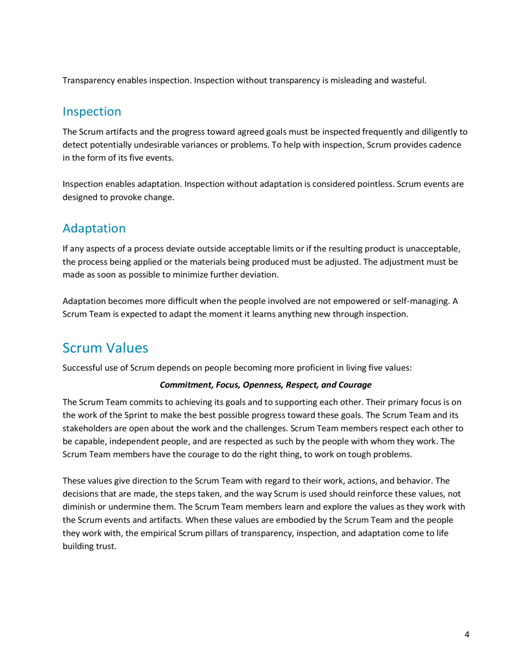Inspection. The Scrum artifacts and the progress toward agreed goals must be inspected frequently and diligently to detect potentially undesirable variances or problems. To help with inspection, Scrum provides cadence in the form of its 5 events. Inspection enables adaptation. Inspection without adaptation is considered pointless. Scrum events are designed to provoke change. Adaptation. If any aspects of a process deviate outside acceptable limits or if the resulting product is unacceptable, the process being applied or the materials being produced must be adjusted. The adjustment must be made as soon as possible to minimize further deviation.